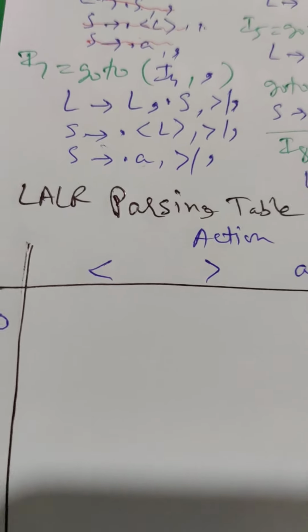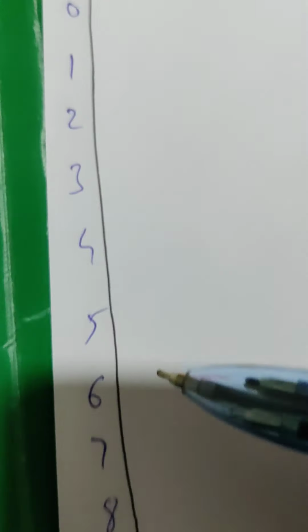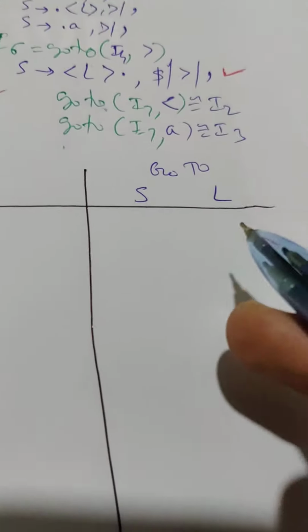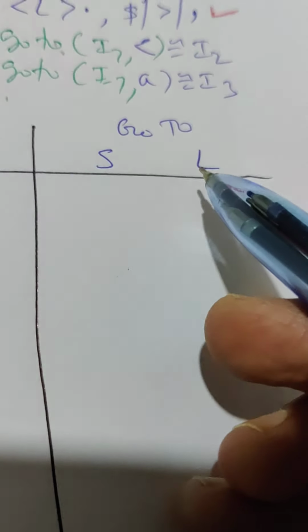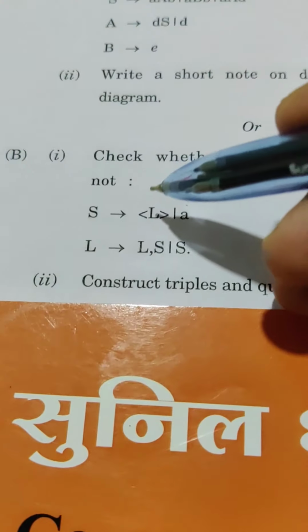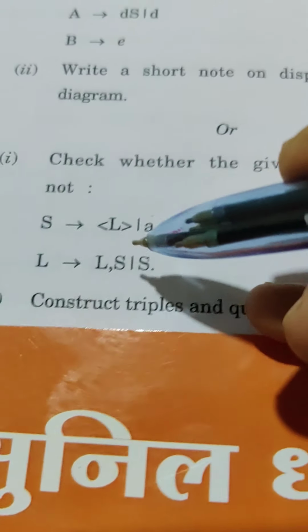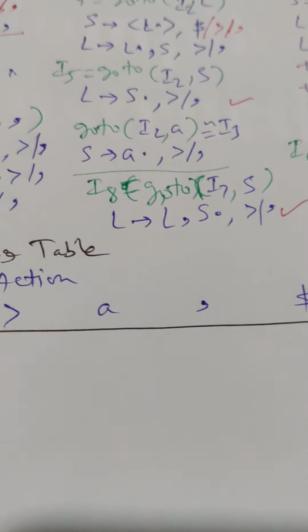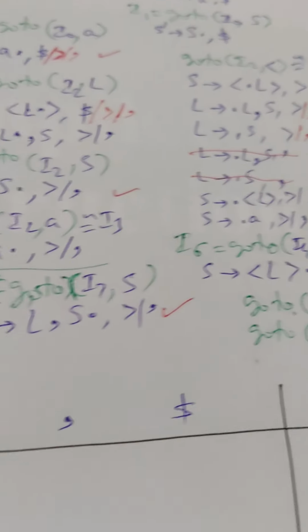Okay, in the LALR parsing table, as we know, we have 8 items in total, and there are 2 main parts in the columns, the action and the goto. In goto we write the non-terminals, that's S and L. We don't write the starting non-terminal S'. In the action part we write all the terminals: less than, greater than, A and comma. And don't forget dollar, because the input ends with dollar. Okay, now let's make the shift and goto entries.